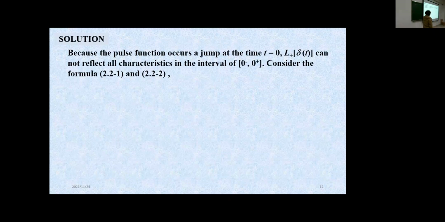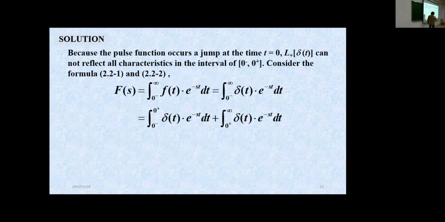So consider the formula. Can you get the scanned version of the book? Last week, Kalash uploaded it in the WeChat group. You can download it and refer to these two formulas. And then, by the definition here, we will write from 0 to infinity, right? Since we should consider the small domain from 0 minus to 0 plus, right here, and then add another domain from 0 plus to infinity.